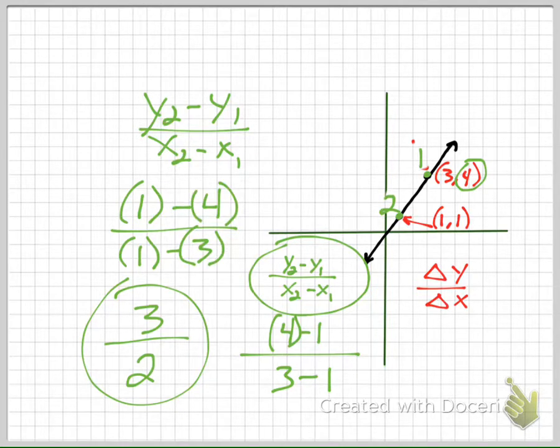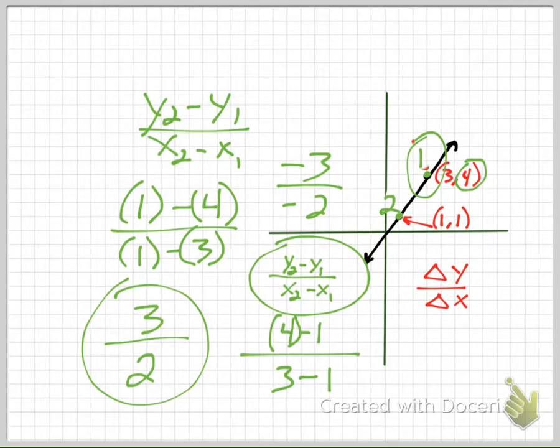What is 1 minus 4? What is 1 minus 3? What is negative 3 divided by negative 2? 3 halves. Does that make sense? Getting myself jumbled. But you can see it, right? You should be able to look at this, and you've picked this. And you need to keep that consistent.